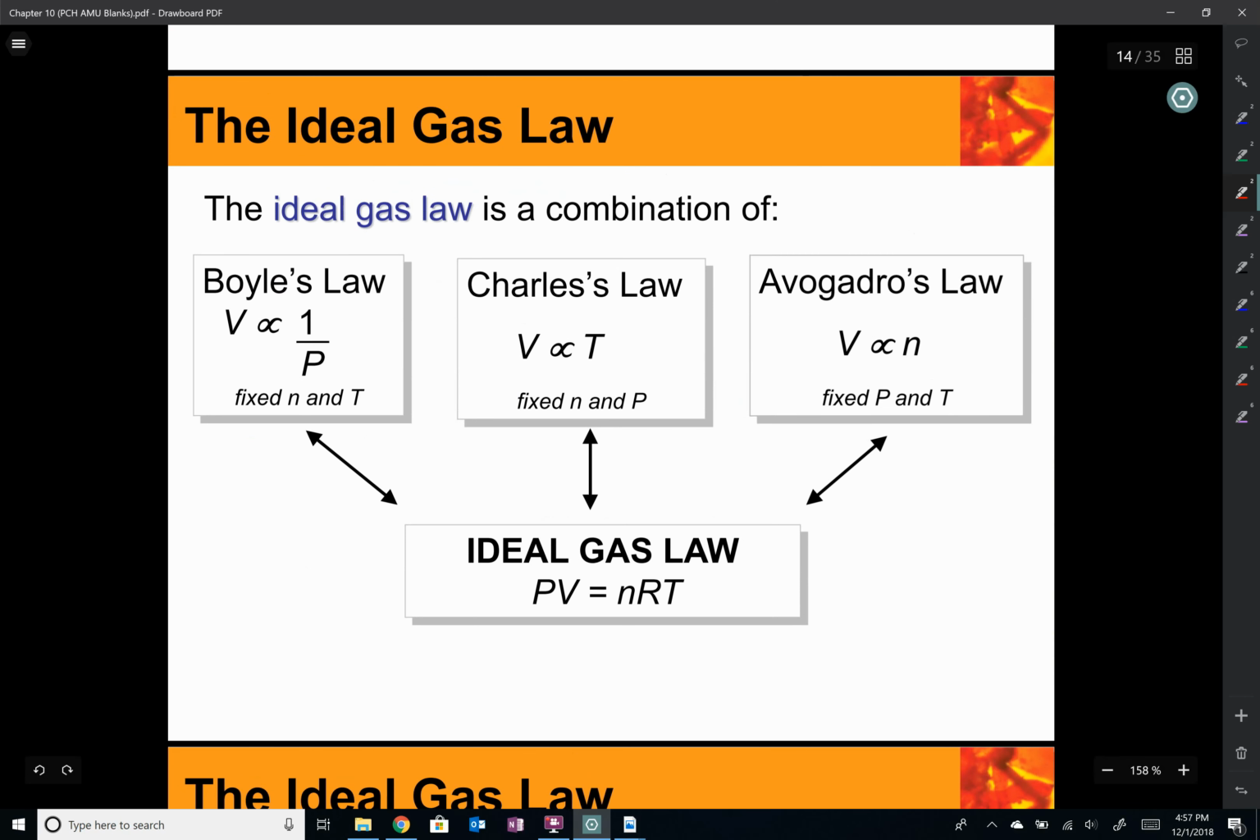And if we take all these ideas together that we just talked about, Boyle's Law, Charles's Law, Avogadro's Law, and we mix in a little bit of that combining volumes idea, we're going to get to the ideal gas law, PV equals nRT. This is the equation that you need to know. 95% of the stuff that we're going to be calculating in this chapter, we're going to be using this equation right here, the ideal gas law.